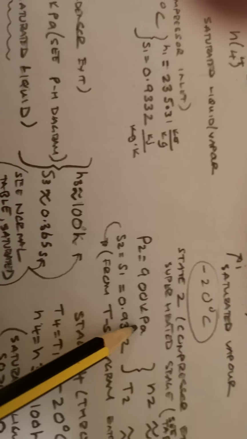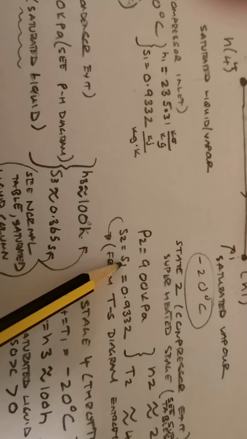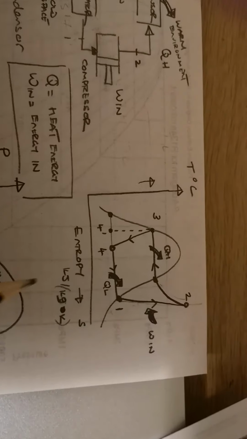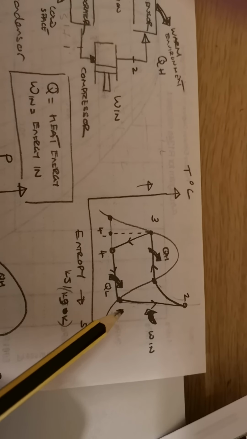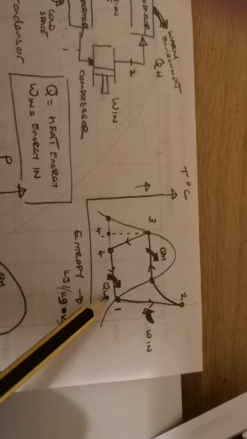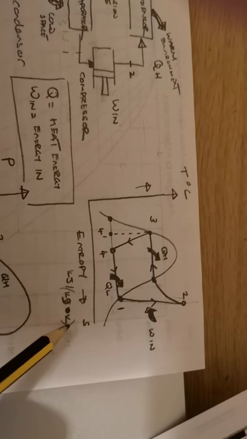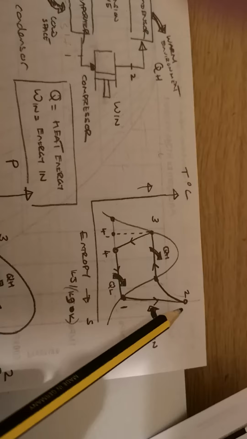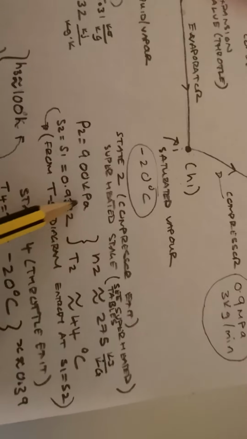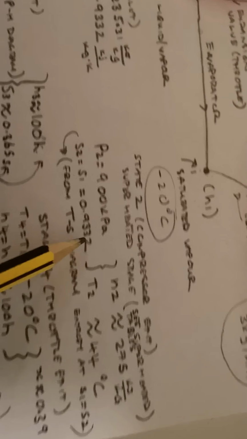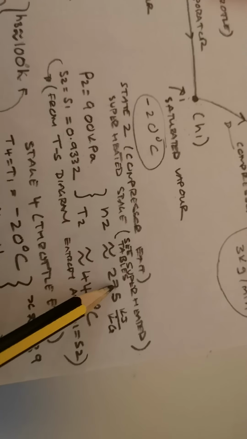It's 900 kPa. Okay, now S2 equals S1. So the entropy at S2 equals S1. How do we know this? If you look at the entropy diagram here, S2 and S1 are the same. The temperature changes, but the entropy stays the same. So if you go back to here, we've got stage 2 S, and that's 0.9332, which is from over here. Now H2 roughly equals 275.